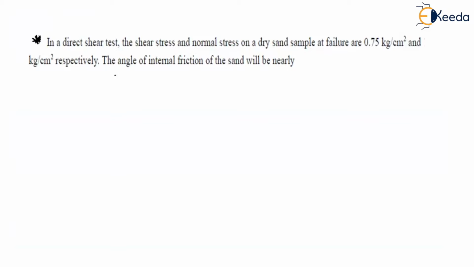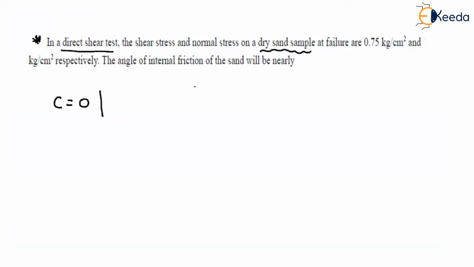Okay, now let us start. In a direct shear test, the shear stress and normal stress are given on a dry sand sample. If we are talking about dry sand, then we know that the cohesion will not be there, so we can take cohesion equal to 0.